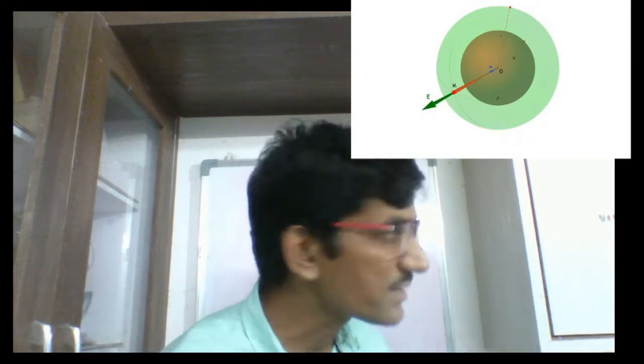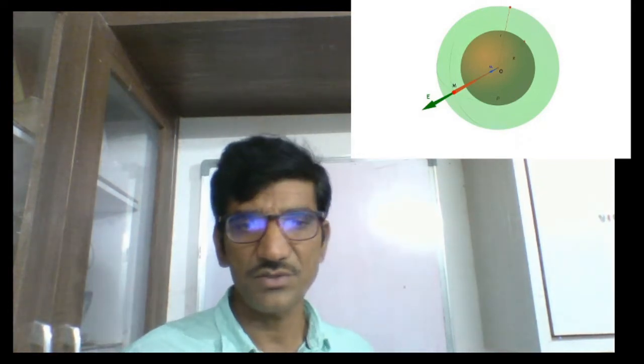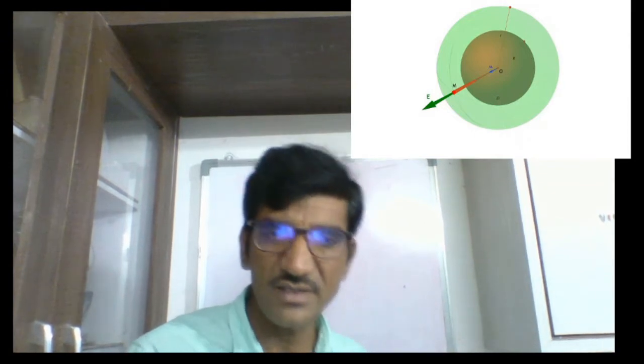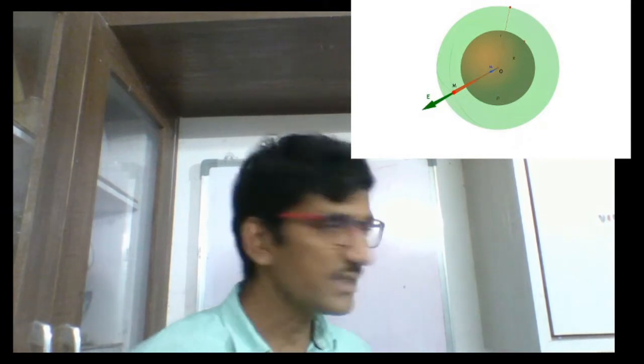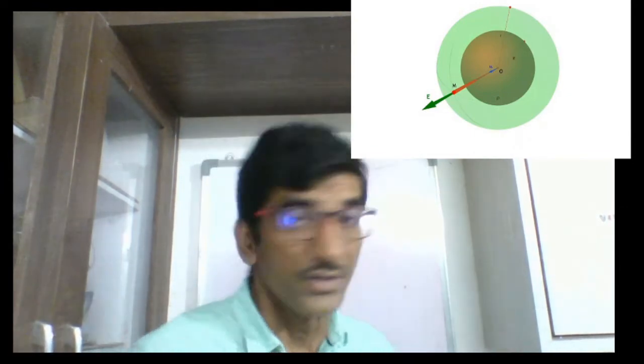In yesterday's class we discussed the spherical shell. That is also a sphere, but a very thin spherical shell. Today it is a solid sphere. In yesterday's class, our example was just this sphere with the outer layer. Today that sphere is filled with some material.